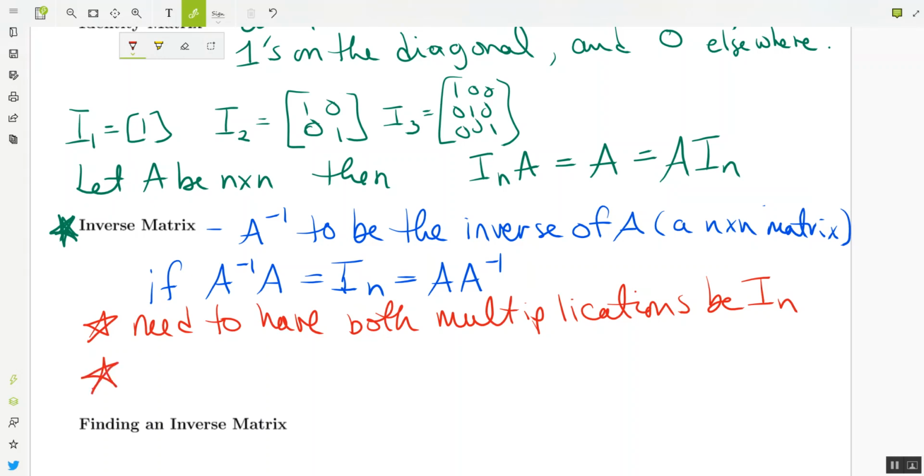And then the other thing is that this is only doable for square matrices. So only ones that are the same rows and same columns. Only possible for n by n matrices.